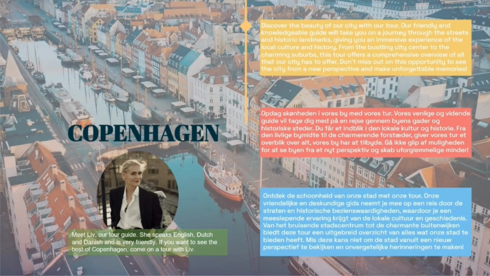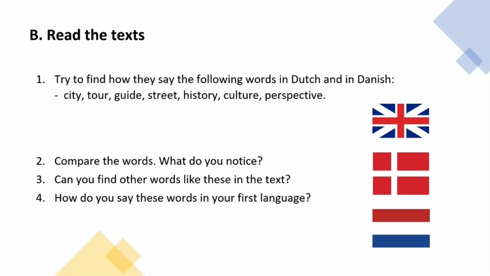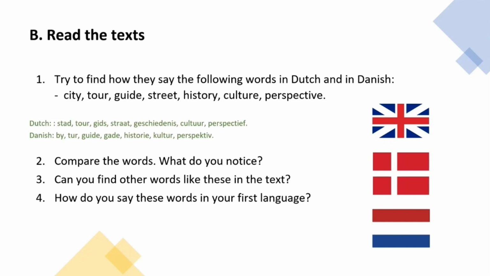So here is an example of another activity about Copenhagen. You have three texts that are written in three different Germanic languages. And the idea is to raise the learner's awareness to similarities between the languages. So you can ask them to try and find how they say the following words in Dutch and in Danish. So city, tour, guide, street, history, culture, perspective. And you notice that some words are very similar, some words are not, but you can see some links between the three languages that are used. And you can also ask the learners, how do you say these words in your first language so that they can compare as well.